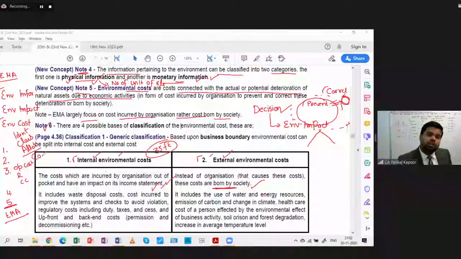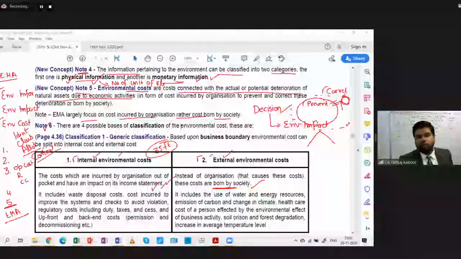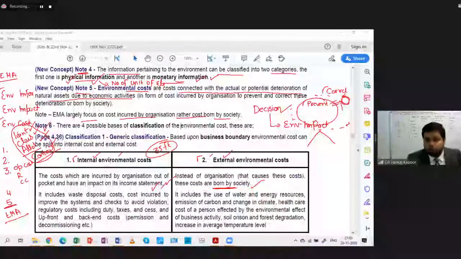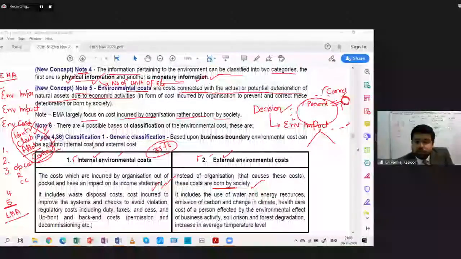And last but not least, the controlling of the environment cost is important. So we need to read EMA in four contexts: identification of environment cost, classification of environment cost, allocation of environment cost, and then the control of environment cost. In the next 7 or 10 minutes, we are going to discuss the classification of the environment cost. The remaining three we'll do in the next lecture, as well as solve two questions. Apart from that, we'll discuss chapter number 5 as well.